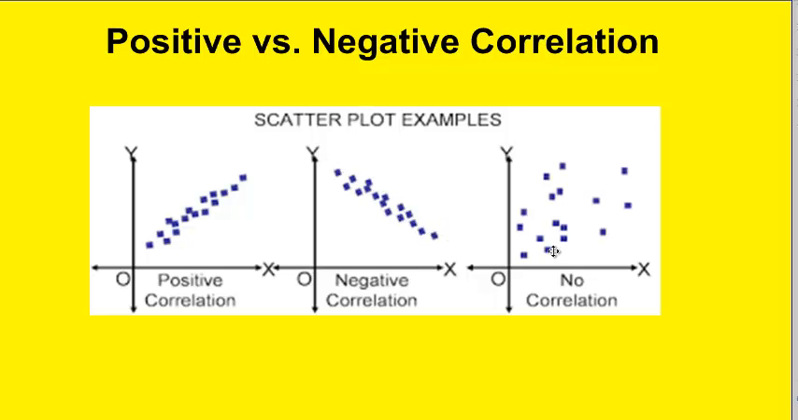And no correlation represents a situation where the data is all scattered and there isn't a clear increase in both variables, or increase in one and decrease in the other. It's just a little bit helter-skelter, all over the place. So you're looking at either positive, negative, or no correlation.